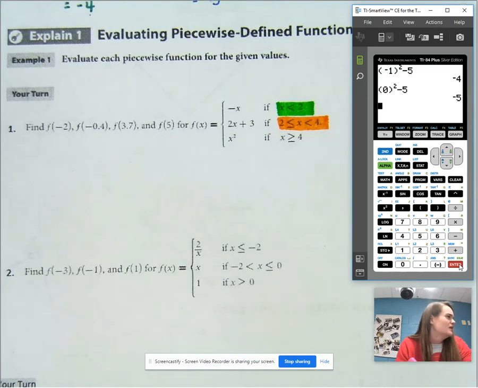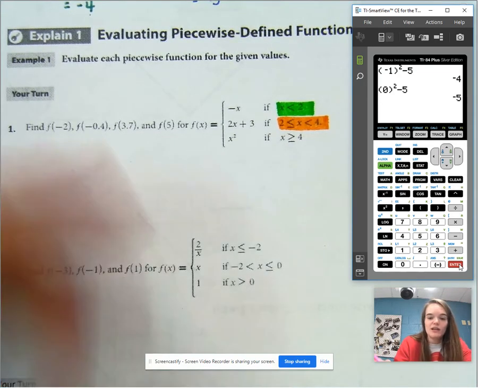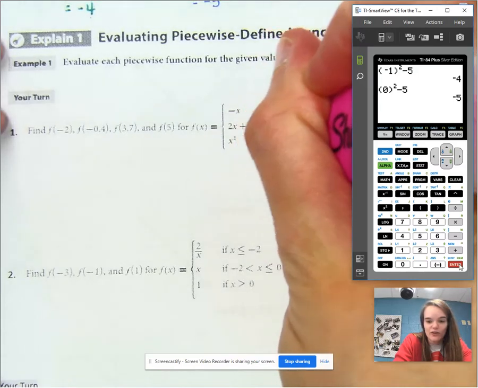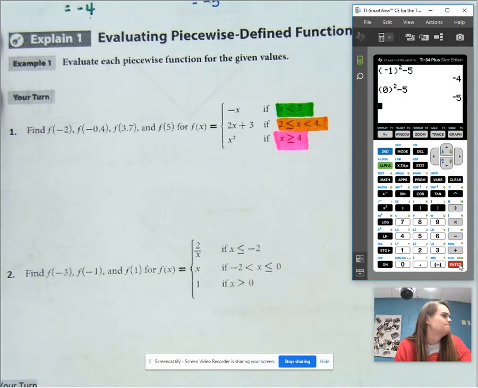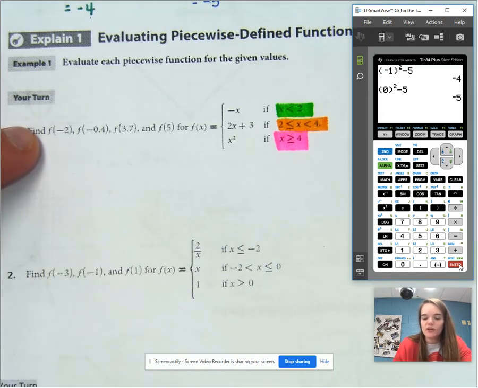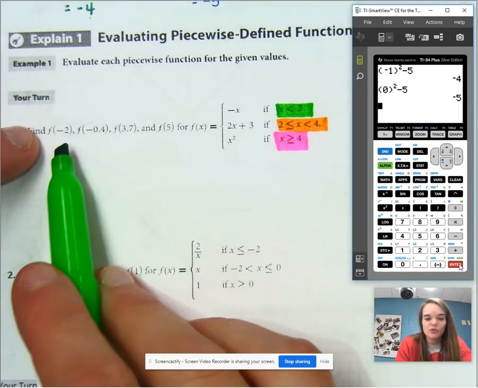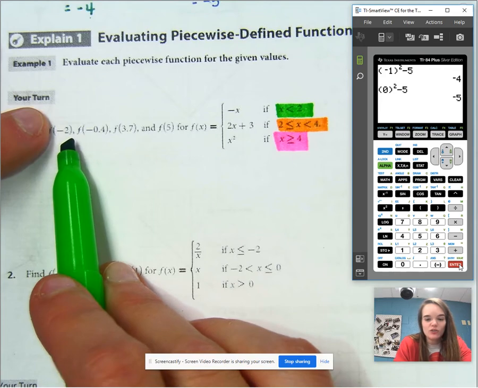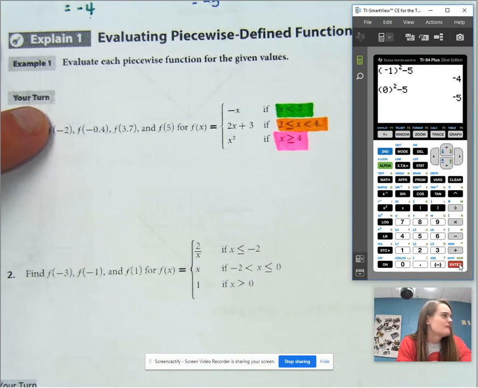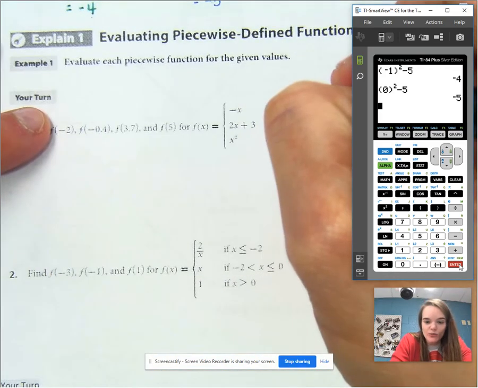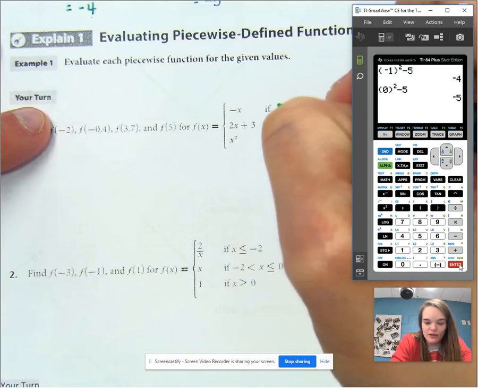And then we will have x squared if x is greater than or equal to 4. Okay? So let's talk about this. Let's go over here. The first one says find f of negative 2. Well, that means x is going to be negative 2. So I have to look at the domain. Where would the domain of negative 2 be?